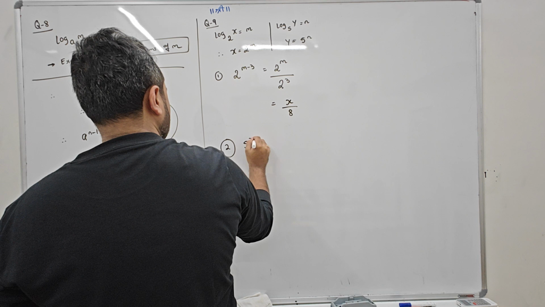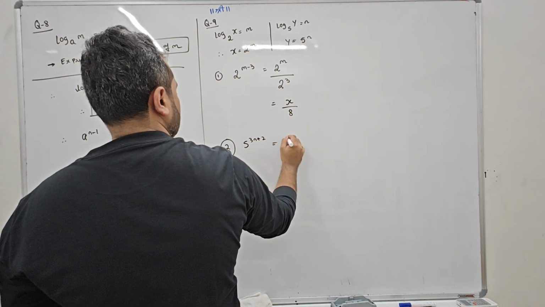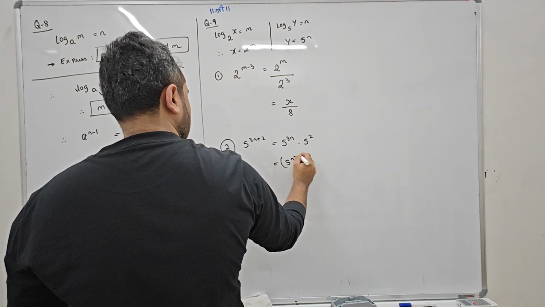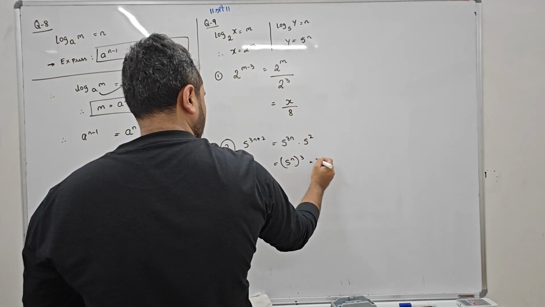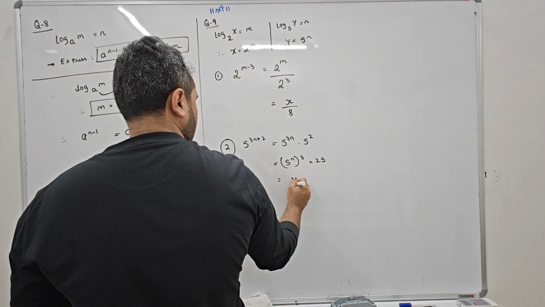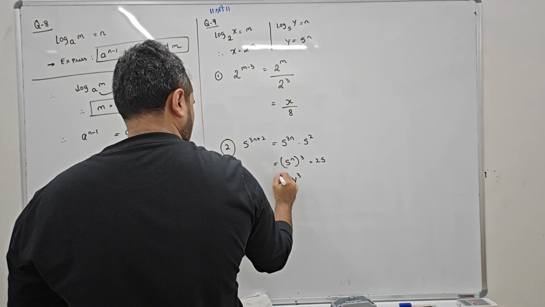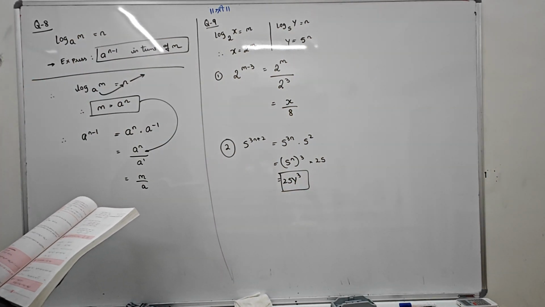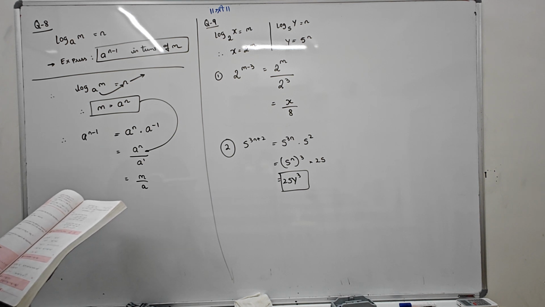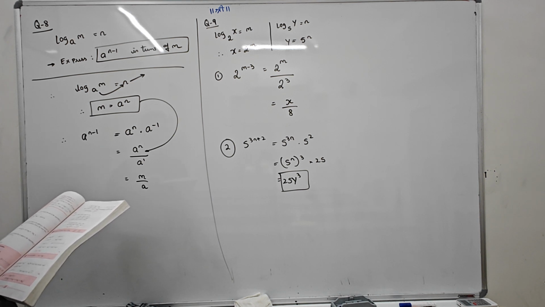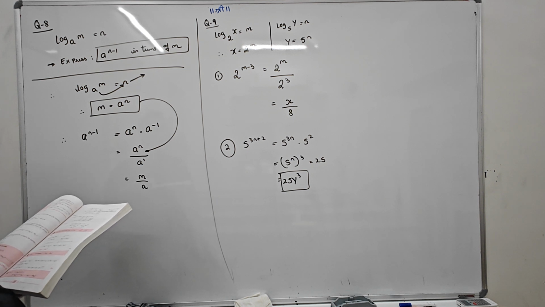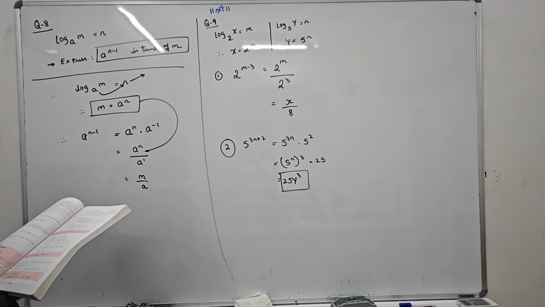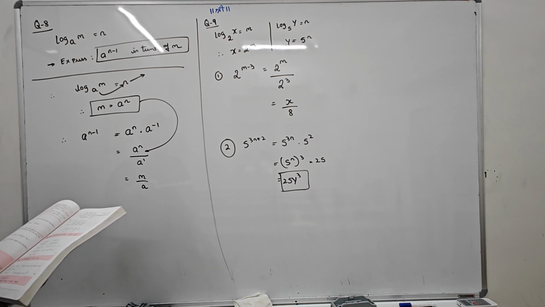Similarly, 5 raised to 3n plus 2. Can I write it as 5 raised to 3n into 5 raised to 2? That is 5 raised to n cubed into 25. What is 5 raised to n, beta? It is y. You get the answer as 25 y cubed. Perfect. Go through both sums carefully. We have expressed 2 raised to m minus 3 as x by 8 and 5 raised to 3n plus 2 as 25 y cubed.